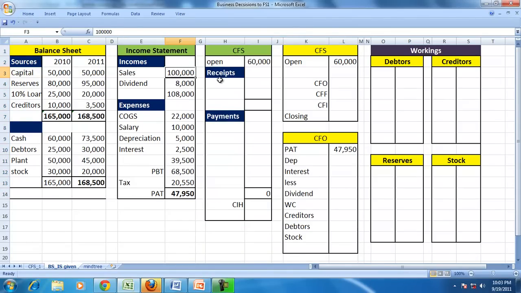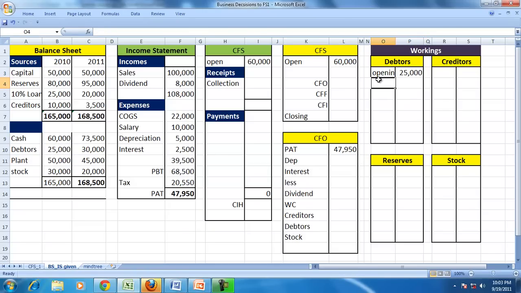Sales is an income, but for preparing the cash flow statement we need collection. And the collections from the customers can be determined by seeing the debtors and the sales. So let us say opening debtor is 25,000.